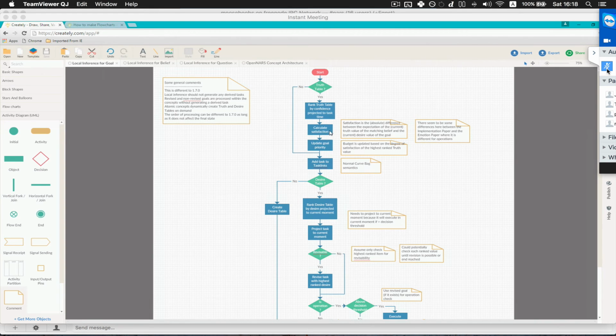We then calculate the satisfaction. And the satisfaction is essentially the difference between what the value of the goal is and what the value of the belief is. So if the belief is the same degree of completeness as the goal, then it's fully satisfied. So the satisfaction will be high, which means that we don't really need to do it because it's already been satisfied. Is that clear or not?